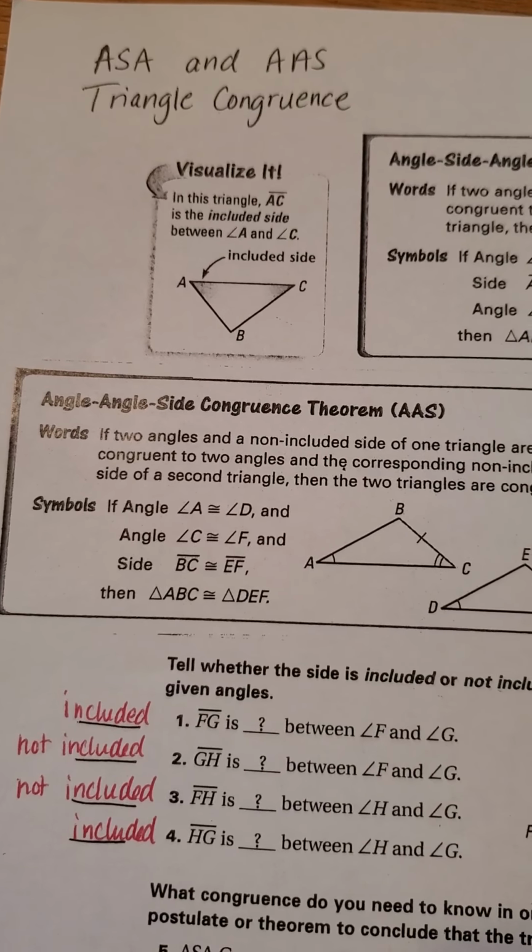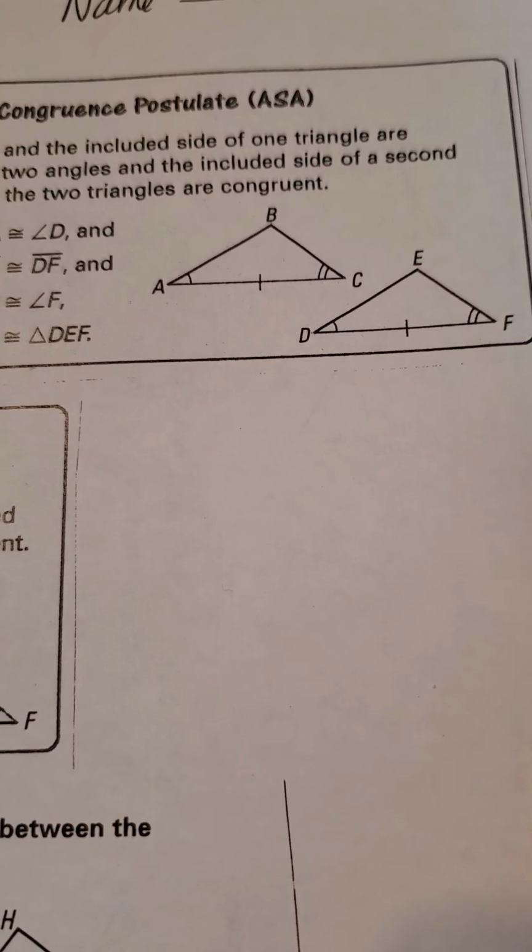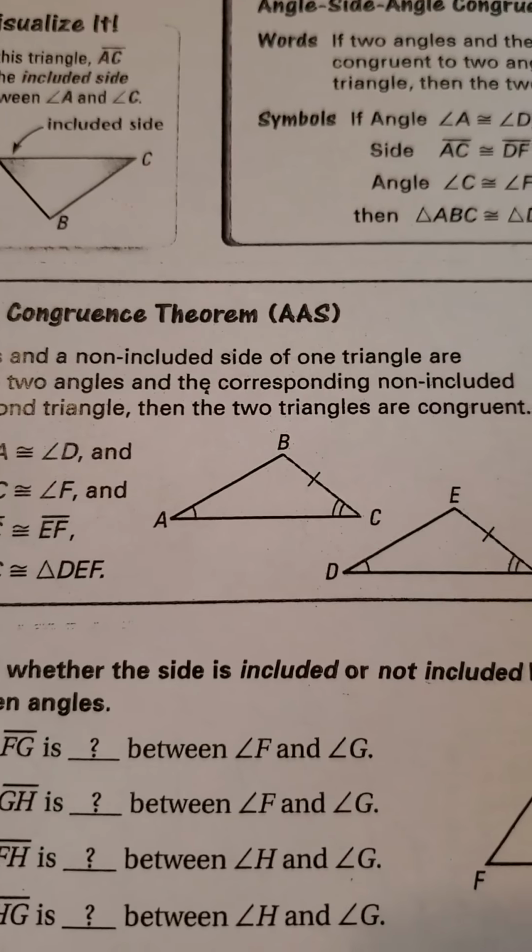So the first one's ASA. And like I mentioned in the other video, it's as if you're going in a circle. So I have an angle, an included side, and another angle, congruent to the same situation going on here. Angle, included side, other angle. So these two triangles are congruent because of ASA.